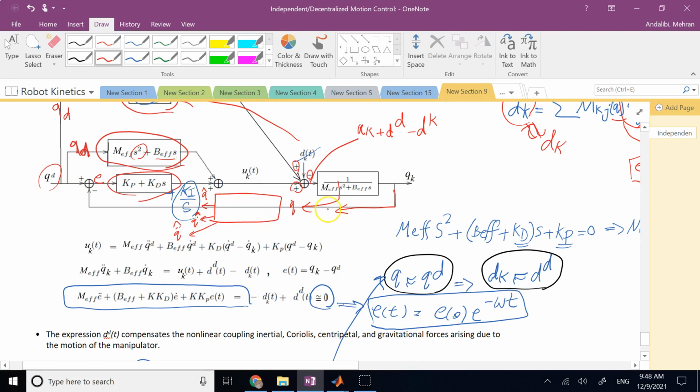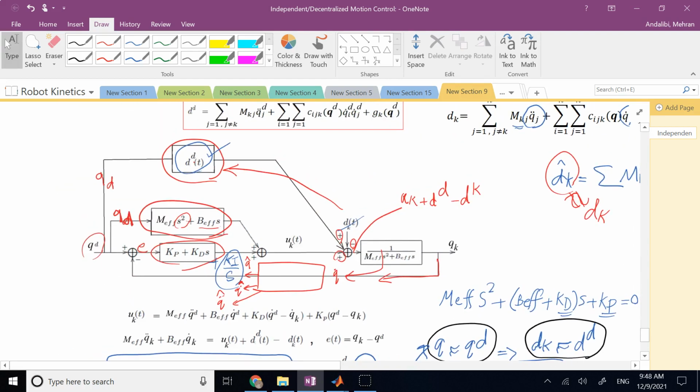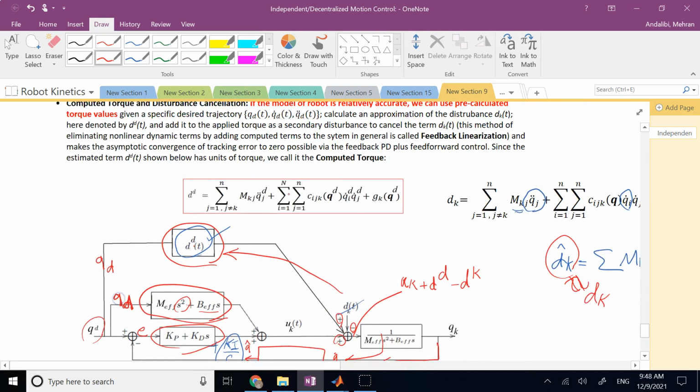This is affected by the delays in communications, and it needs a ton of processing in real time. So estimating dk by a dk hat is not a trivial job. Okay? But dd is not that hard. Why? Because you know your desired Q most of the time ahead of time.